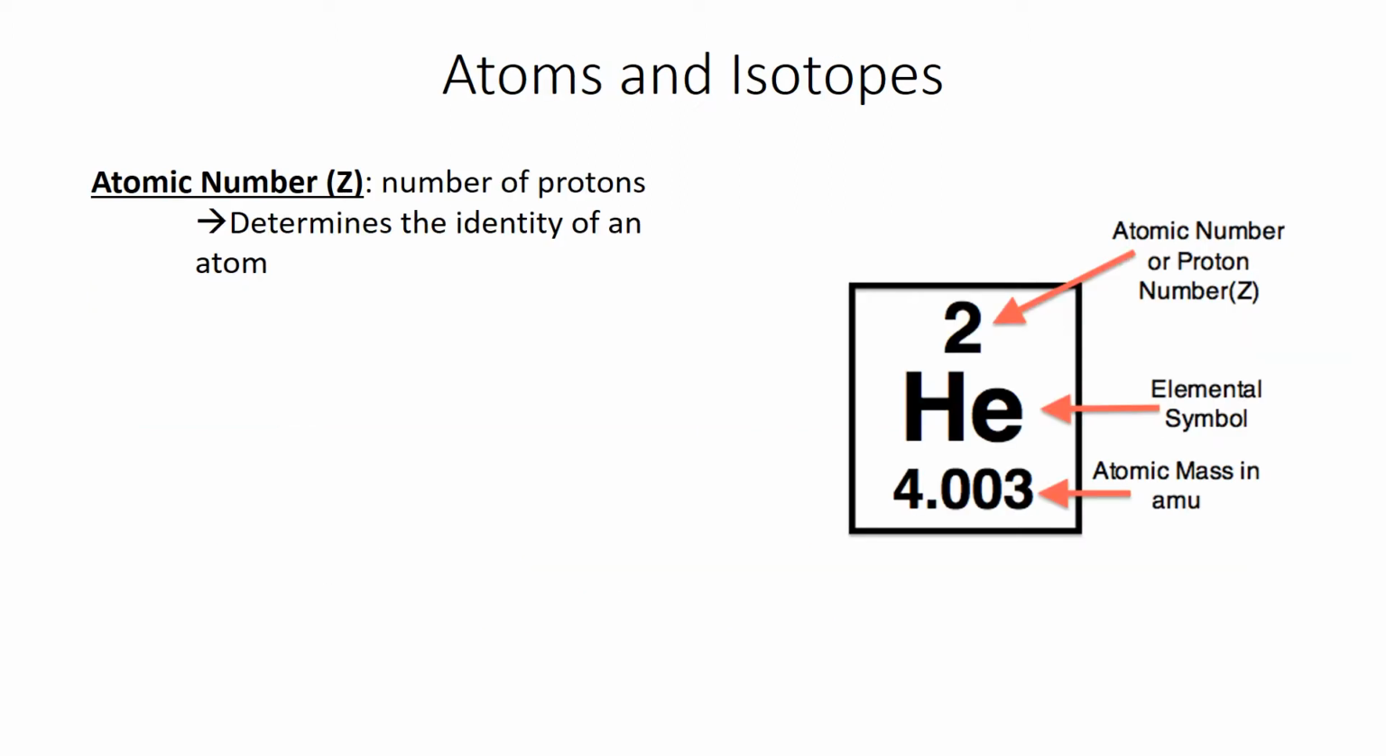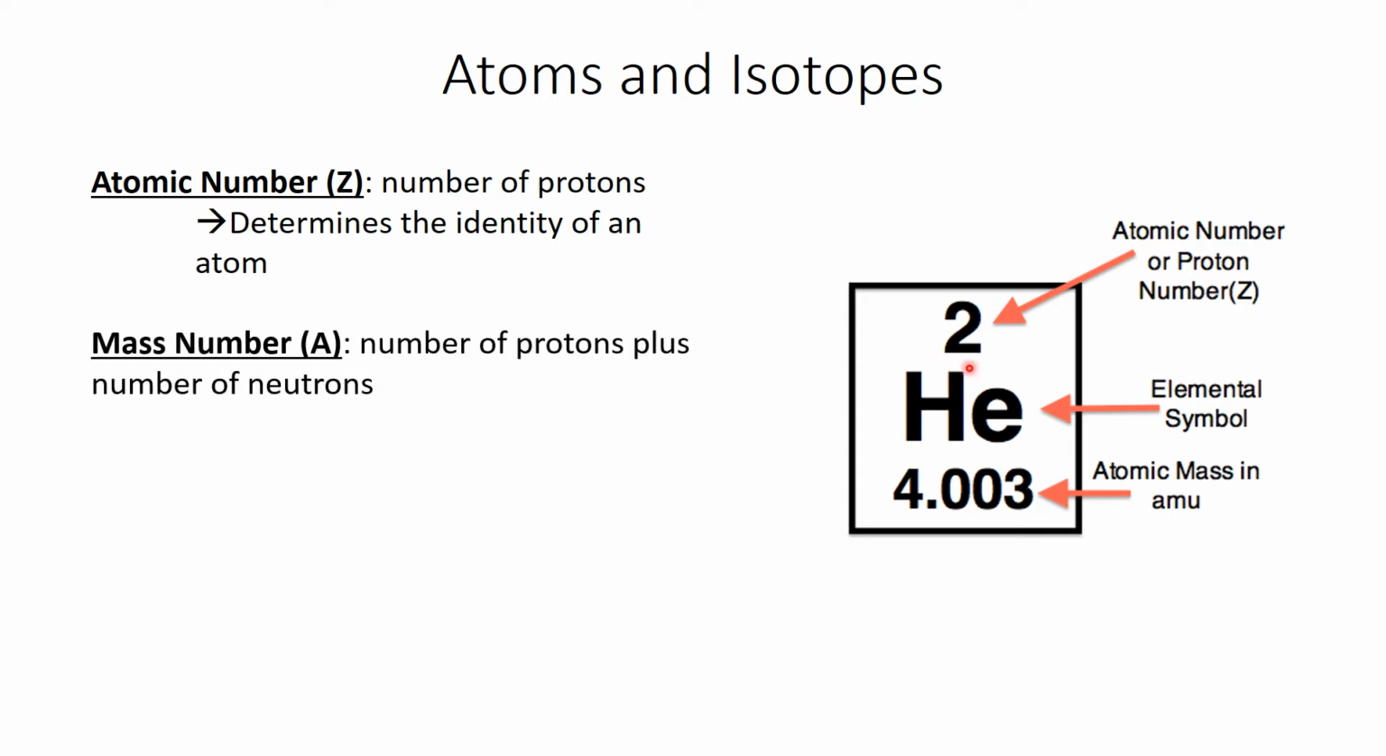So let's define a few terms here. The atomic number is what we call the number of protons. And as we determined before, it determines the identity of an atom. You change the number of protons, you change what kind of element it is. That's symbolized as Z. If you look at the periodic table, the number at the top of the block is the atomic number. And the periodic table is actually organized in order of atomic number. If you read a periodic table left to right, you see it goes 1, 2, 3, 4, 5, 6, 7, 8, 9, 10 in order of atomic number.